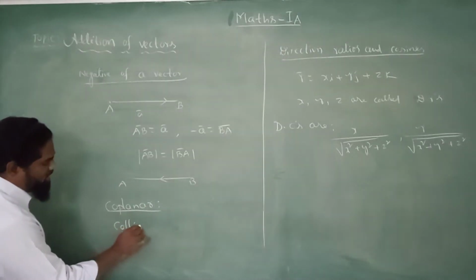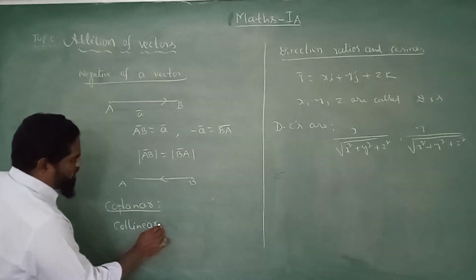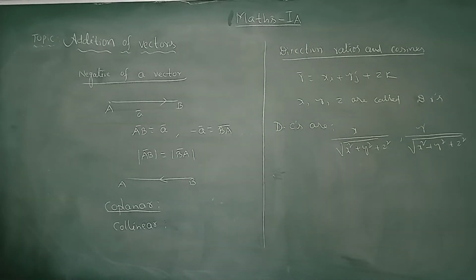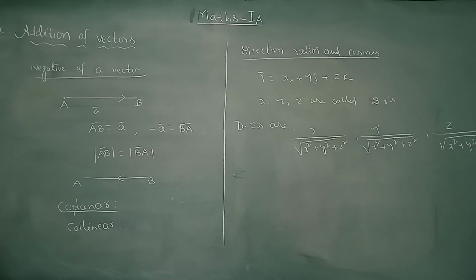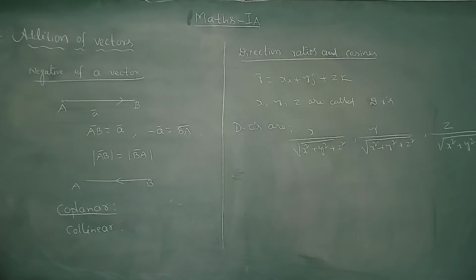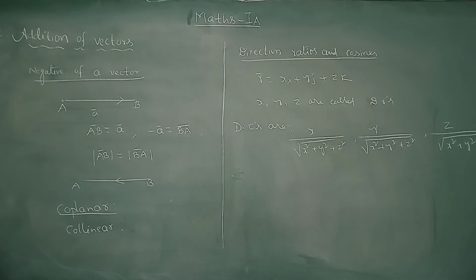Vectors collinear. Two or more vectors that lie on the same line are called collinear vectors. Collinear vectors are nothing but vectors that are parallel to the same line, or lie on the same line. Two vectors are said to be collinear if they are parallel to the same line, or otherwise lie on the same line. Okay?